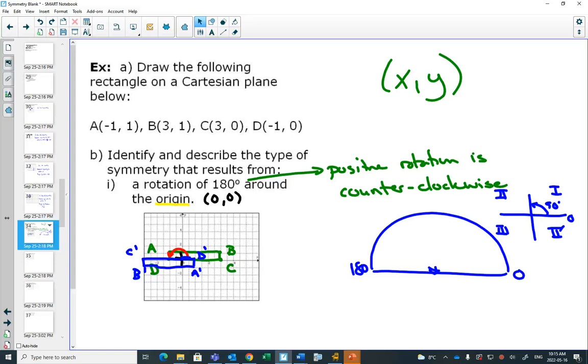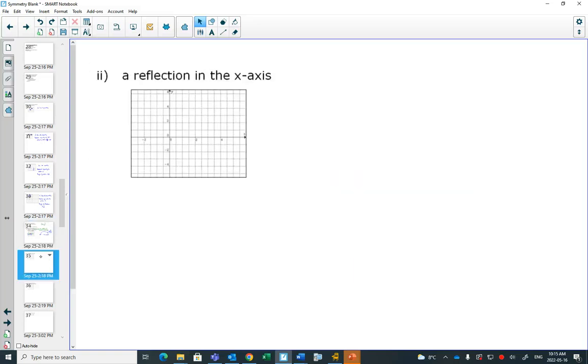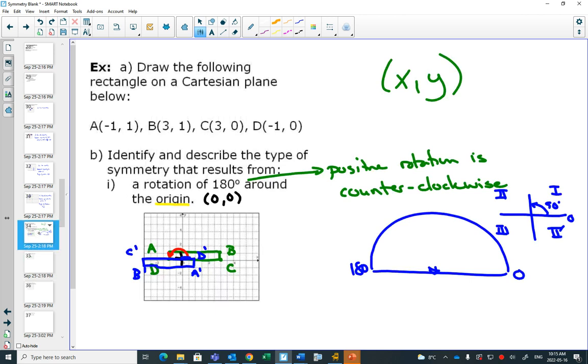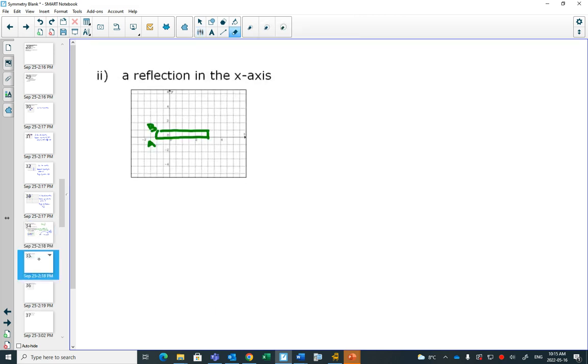Question? Yeah. So here's the next one. Again, we're going to draw the same rectangle out again. A, B. Just want to label them all correctly. Oh, it's the same rectangle. I just labeled the points wrong. A, B, C, D. I think that's how it's labeled.